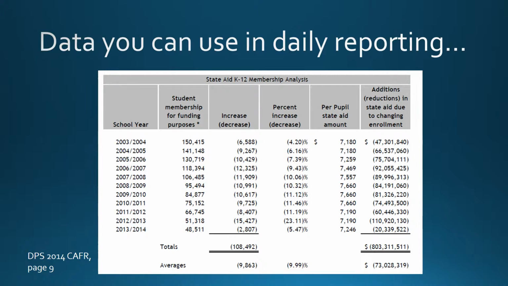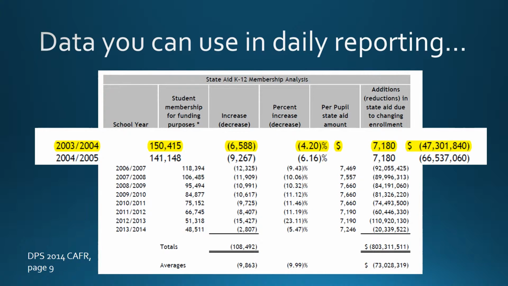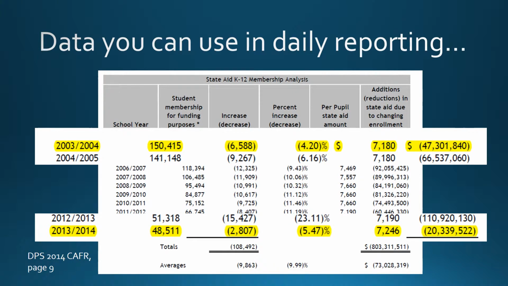If you look at the 2003-2004 school year, they had 150,000 students and they were receiving $7,180 per student. Fast forward 10 years later, they have lost over 100,000 students, and now they are getting just over $66 per student more than they did 10 years before that. And if you look at in between, they had much higher numbers, but they got some big cuts from the state during the recession.